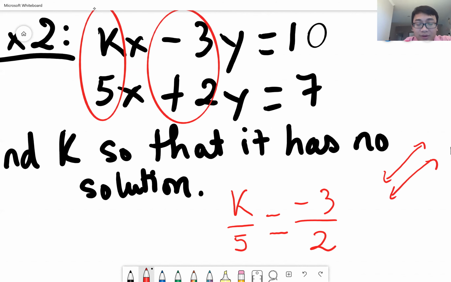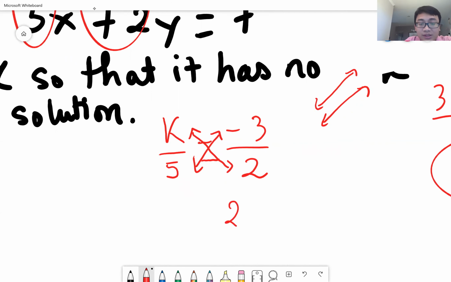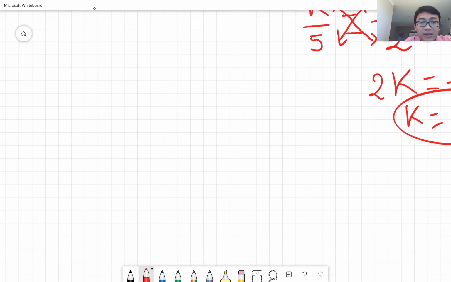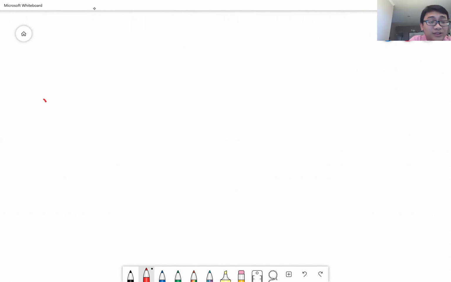So we have a ratio. What do we do? Cross multiply. We cross multiply, right? So what is this? 2k equals negative 15. So we have k equals negative 15 over 2. And that's how you solve this. Now that's an easy example. Let's make it a little bit harder. So let's do example number 3.